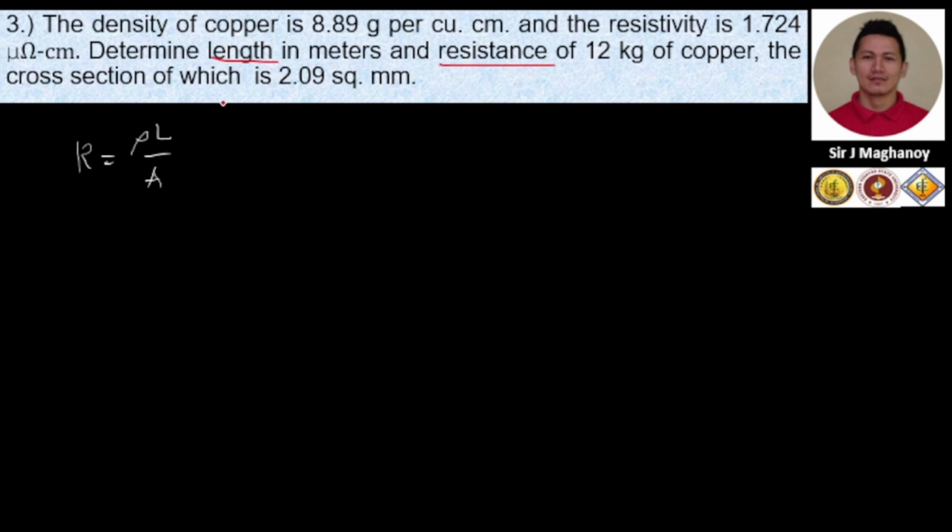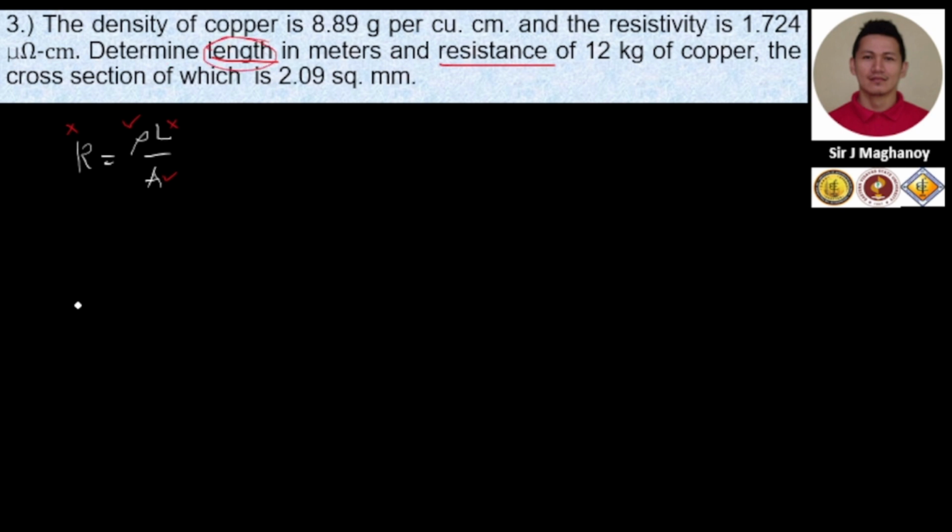If we check our givens, do we have the value for our length? Negative, that is unknown. How about resistance? That is also unknown. How about our resistivity? It's given, and the cross-sectional area is given. So let's deal with our length first.